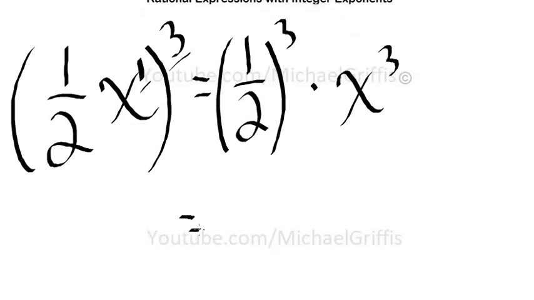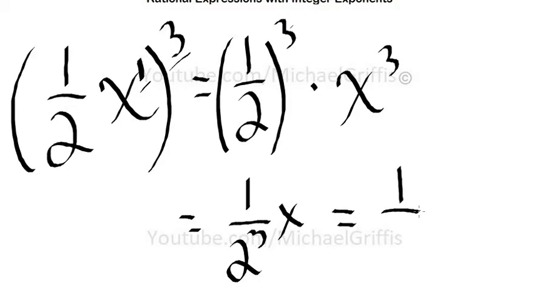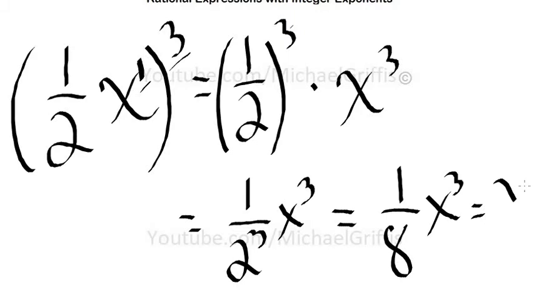But let's deal with this half over here. So this is 1 raised to the third power, which is 1, and then 2 raised to the third power. We'll just go ahead and write it like that. So this reduces down to 1 over 2 times 2 is 4 times 2 is 8. And of course, this can be rewritten as x cubed over 8, if you want to write it like that.